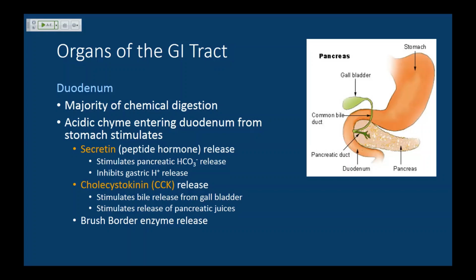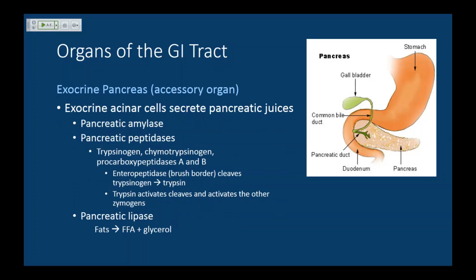Okay, so we're in the duodenum, but we're going to take a little detour to the pancreas because it's intricately involved in the function of the duodenum. So, some of those hormones secreted in the small intestine will activate the exocrine pancreas to secrete its pancreatic juices, which contain things like pancreatic amylase. As we know, amylase breaks down starches. Pancreatic peptidases include trypsinogen, chymotrypsinogen, and procarboxypeptidases A and B.